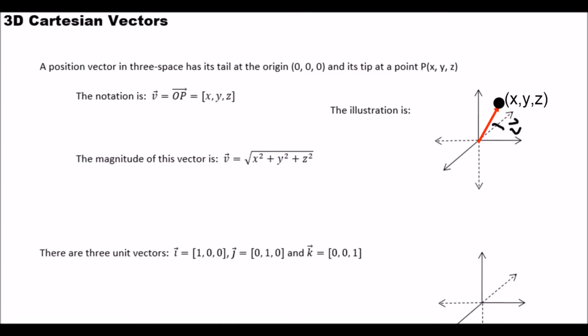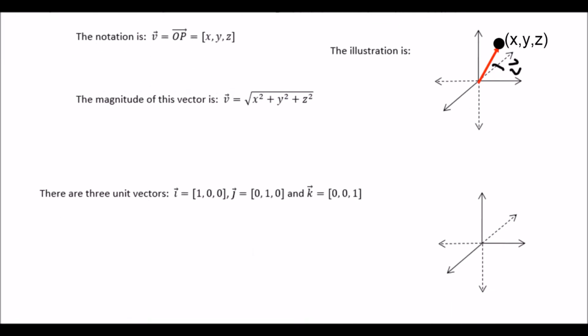The magnitude of vector V is just the coordinates squared, so x squared plus y squared plus z squared, the sum of them, and then square root them. There are 3 unit vectors here, just like before with 2, but we've got 3 now because we have 3 axes. The first one is my vector i. Then I've got the one on the y-axis, so that is my unit vector j. And then I've got the one on the z-axis.